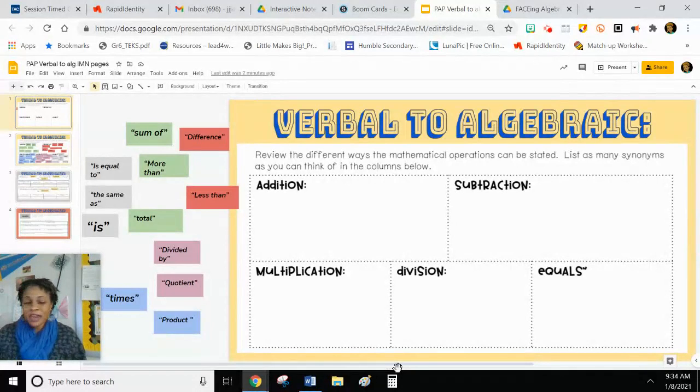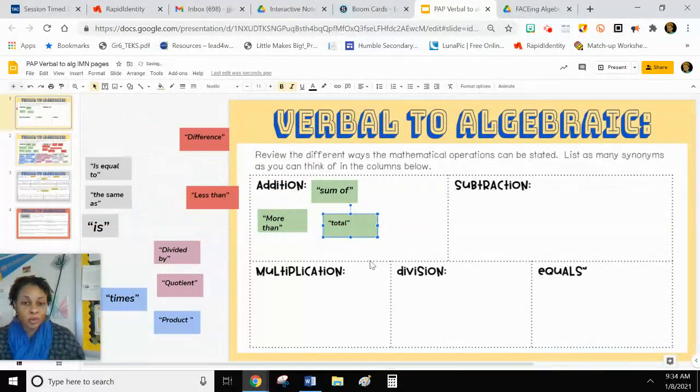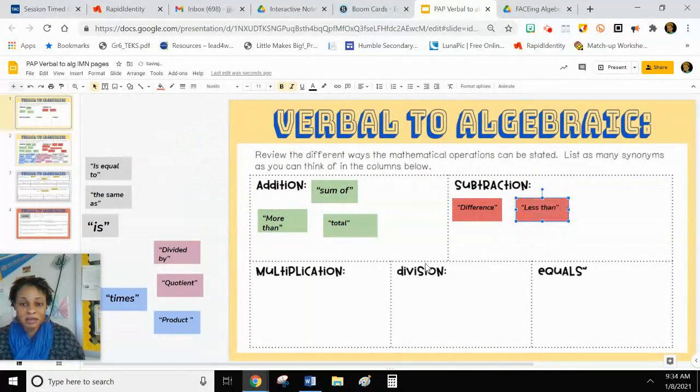So the first part of that is knowing some keywords when we are reading our verbal expressions. There's some vocabulary words that pertain to certain operations like addition, subtraction, multiplication, division, and even equals. So when we think of addition, some of the common words that we'll see is the sum or a sum of. We'll see more than, and we might see total. For subtraction, we'll see words like difference and possibly less than.